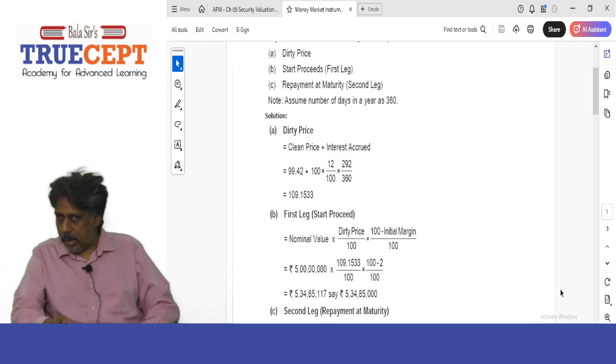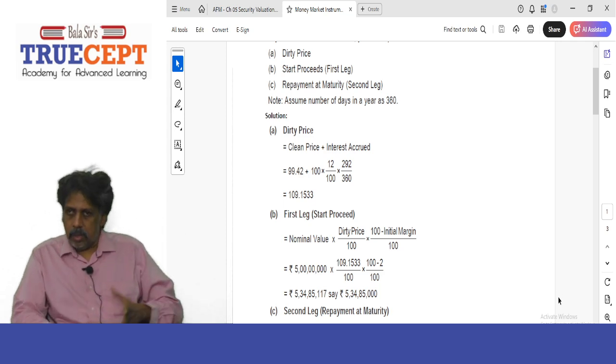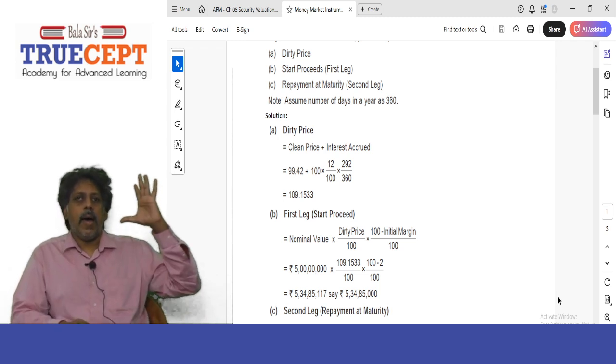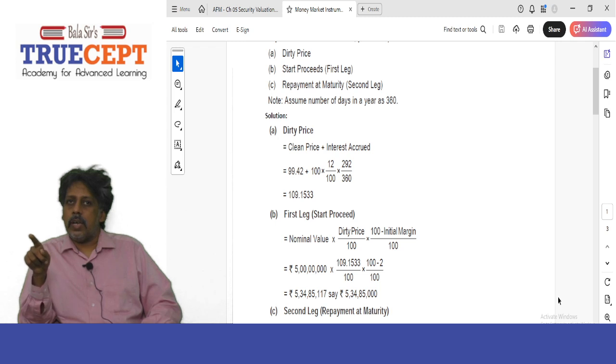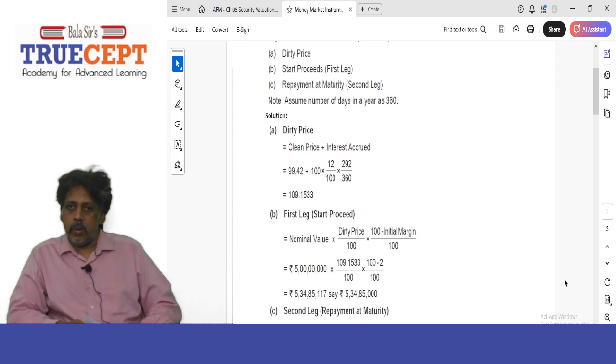But very clearly, bank B's initial margin is given as 2%. That means bank B will not give you rupees 109.1533 for every bond you sell. They'll give only 98% of that. Got it?